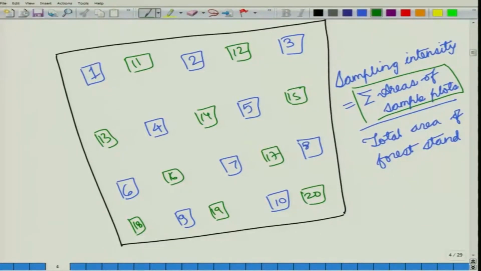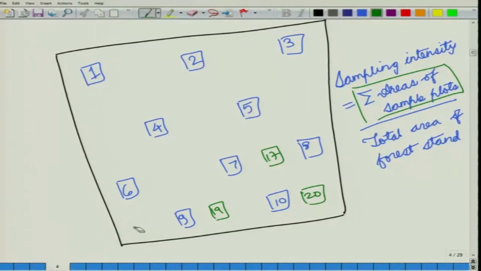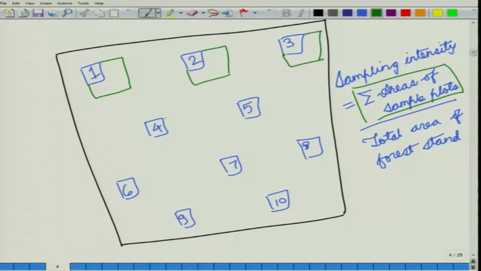On the other hand, suppose we did not go for more sample plots, we only kept our initial 10 sample plots, but suppose we took sample plots of larger areas. Let us consider these to be the sample plots. They are roughly 4 times the area of the initial sample plots.